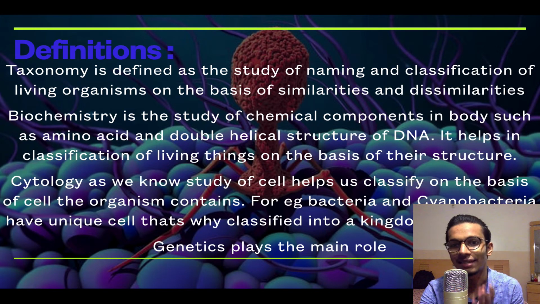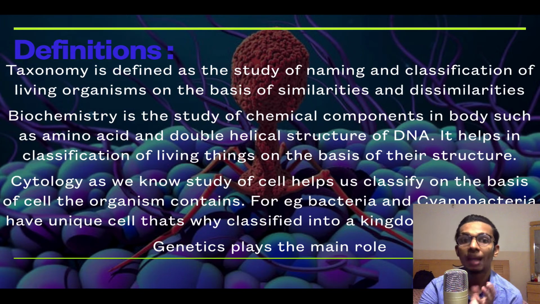First of all, biochemistry is a study of chemical components in the body, such as amino acids and the double helical structure of DNA, and it helps in classification of living organisms on the basis of their structure. As I told you, what is chemistry? Everything's structure. For example, if we talk about skin, what sort of chemicals are over there, what sort of amino acids in certain proteins does an organism contain. All those studies help us to classify one organism from another, and divide them into groups according to their chemistry differences or according to their chemistry similarities.